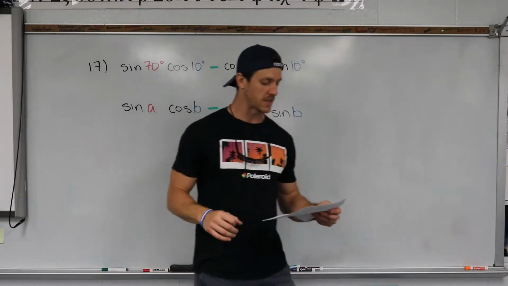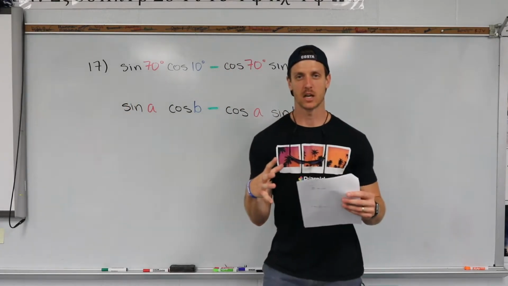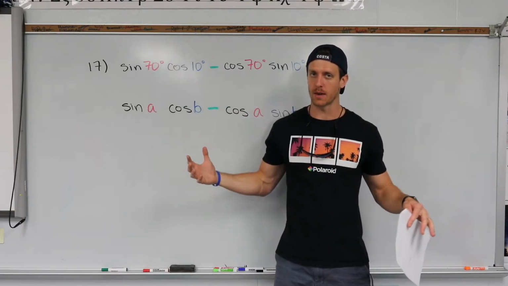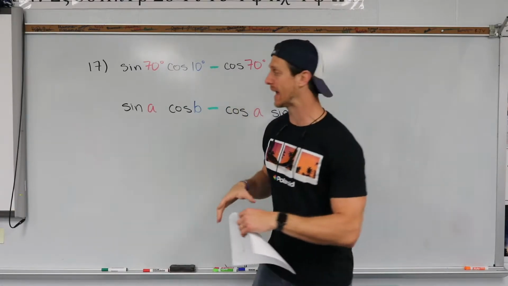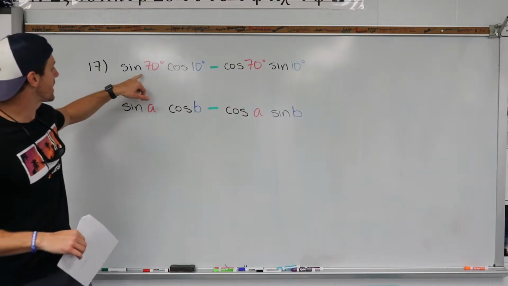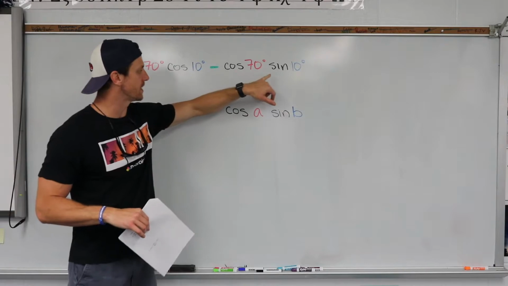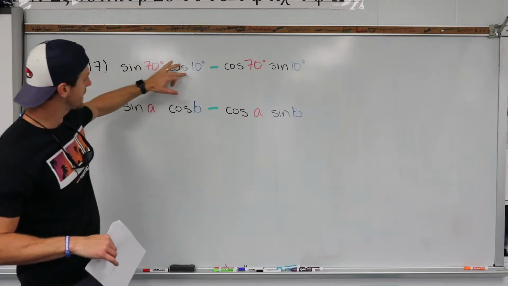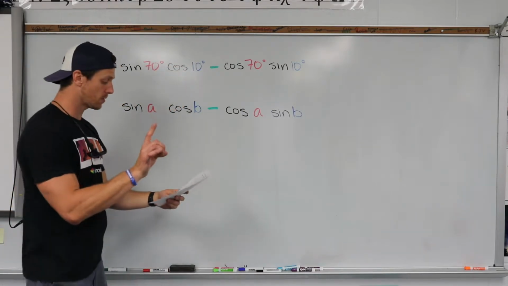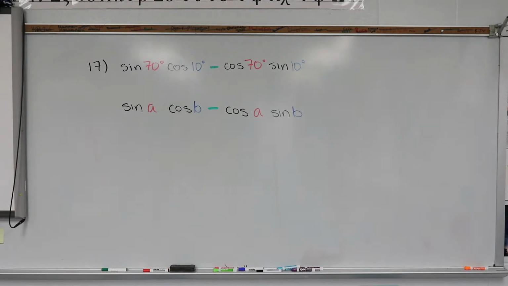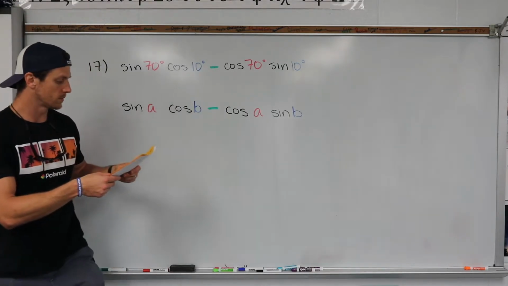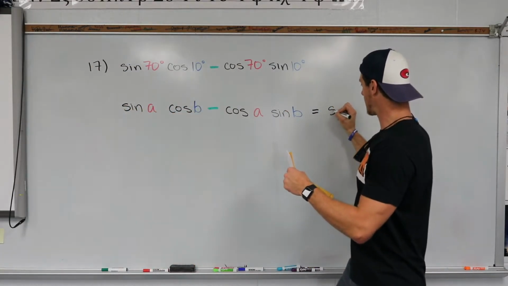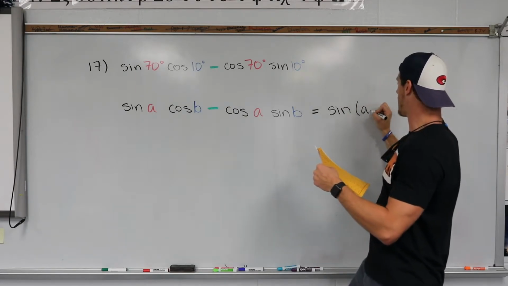Okay guys, look at number 17. Okay, 17, 18, you're going to condense using the sum and difference of sine and cosine. 19 and 20, you're going to expand, okay? But think about what's A and what's B. If you look at number 17, sine of 70, cosine of 10, minus cosine of 70, sine of 10, that kind of looks like this right here. If I just make the 70 and 10 an A and a B, that looks like identity 16. This is equal to sine of A minus B.